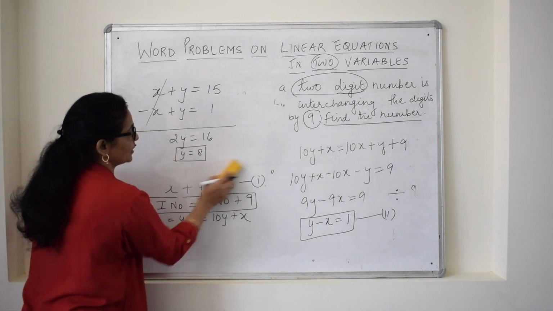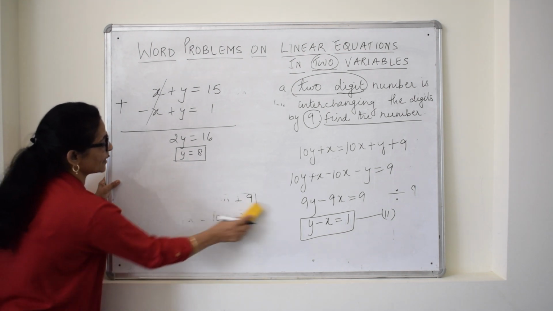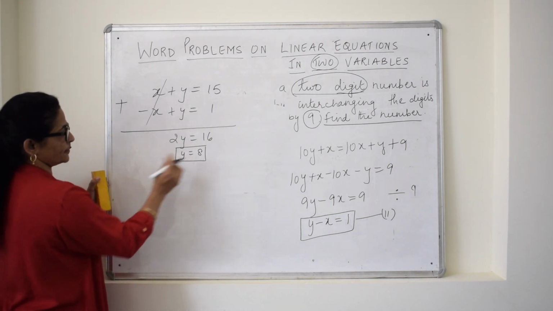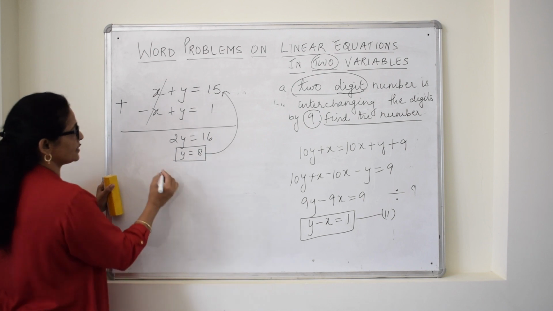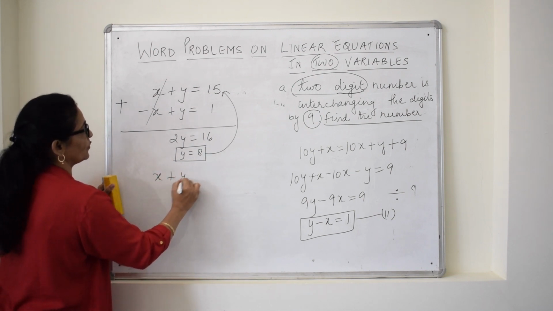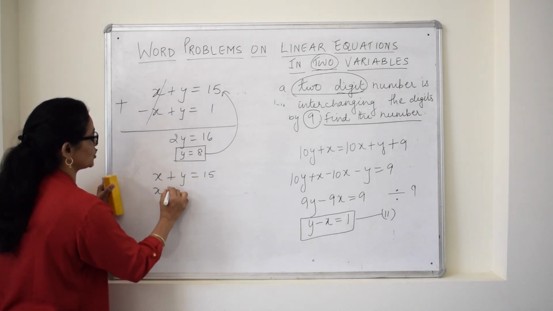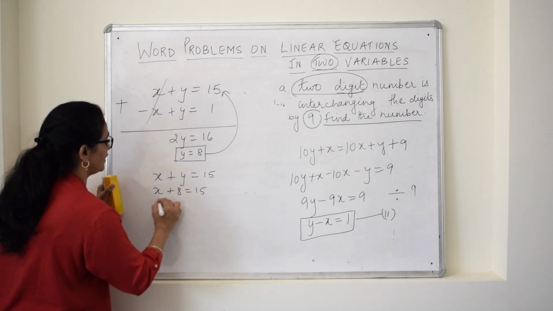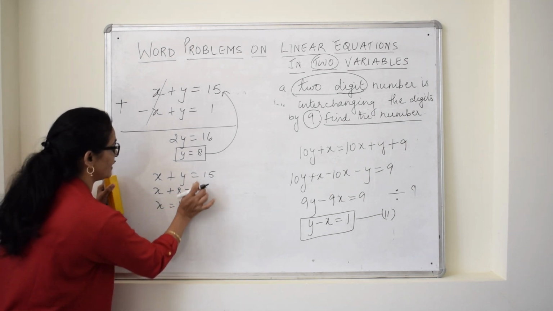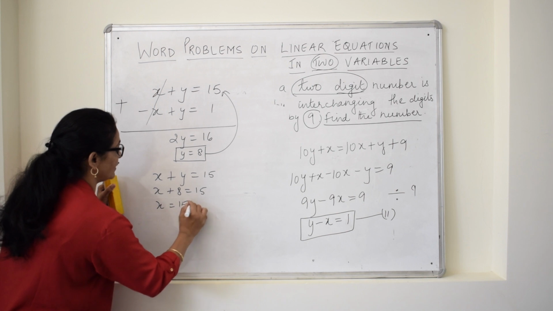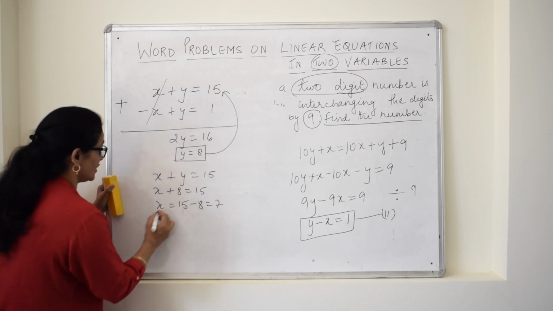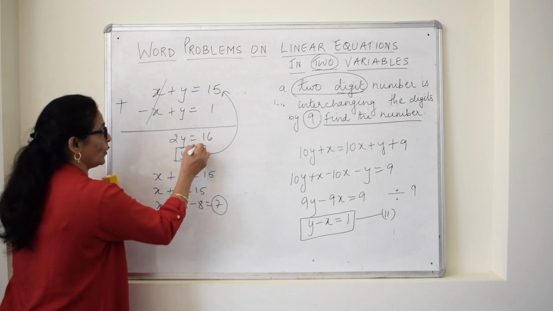Now once you get the value of one variable, substitute it in any of the equations. Suppose we are going back to this. So x plus y is 15, x plus 8 is 15, x is equal to 15 minus 8, that is 7. So this x is 7, y is 8.